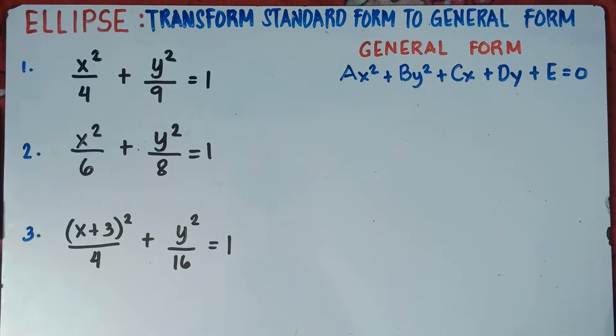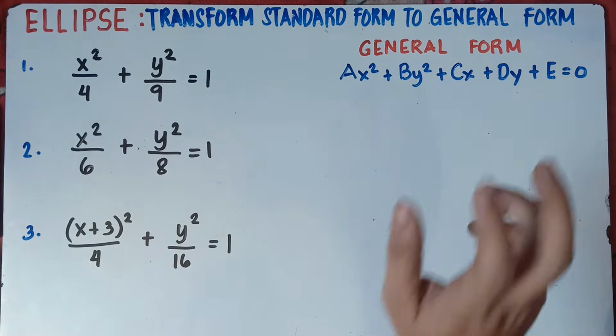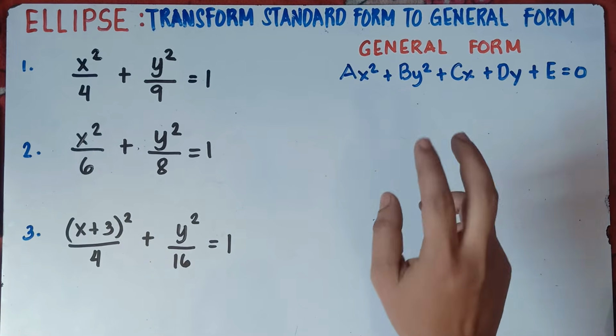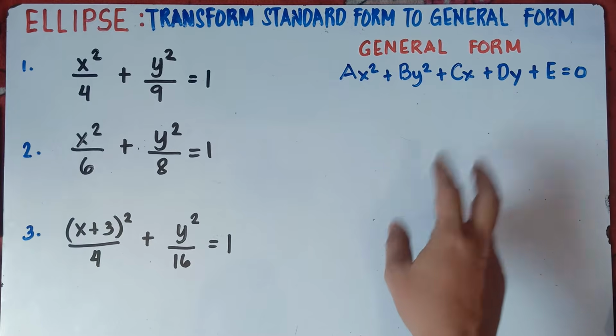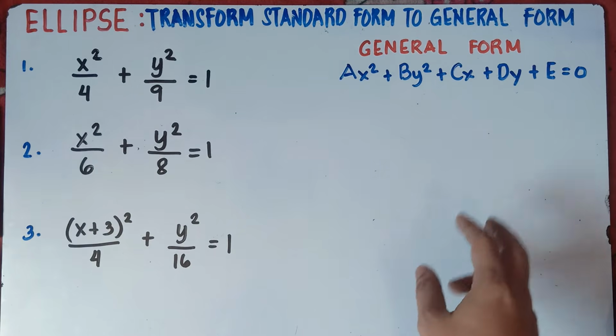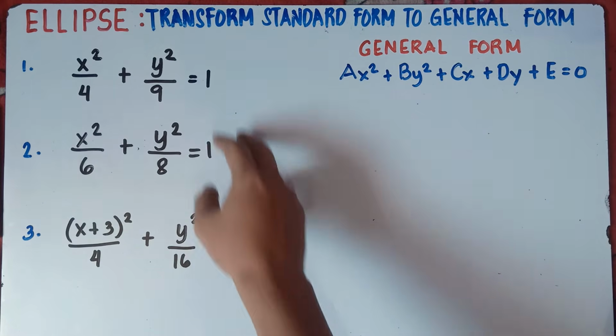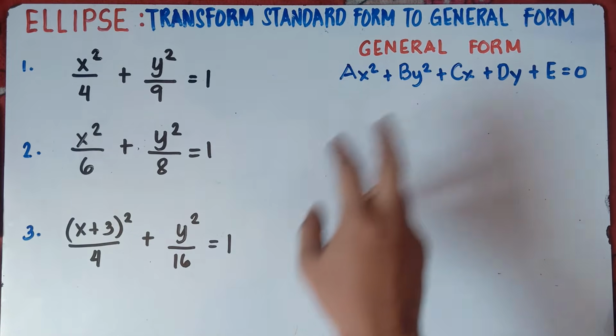Our topic for today's class is all about the ellipse: transforming standard form to general form. Without further ado, let's do this topic. This is the general form of an ellipse: ax squared plus by squared plus cx plus dy plus e equals 0. So we transform the standard form into this form.